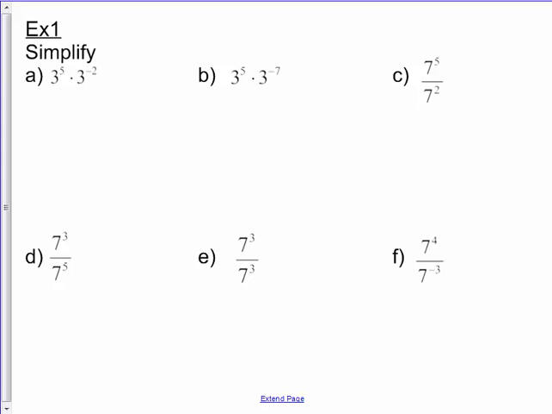So I have 3 to the 5th, 3 to the negative 2nd. Now remember, we can add these. When the bases are the same, we add the exponents. So 5 plus negative 2 is 3. So that's going to be 3 to the 3rd.